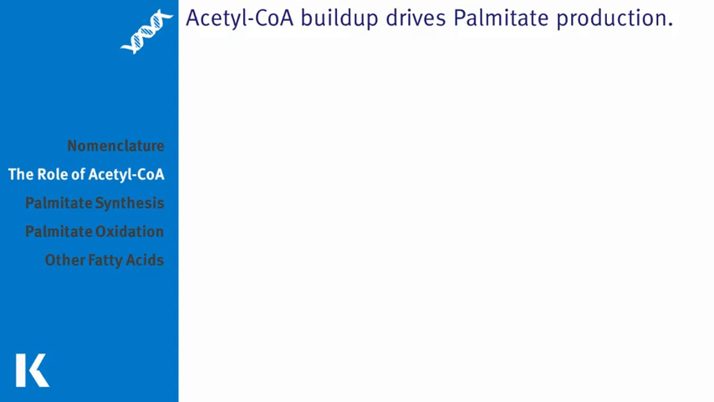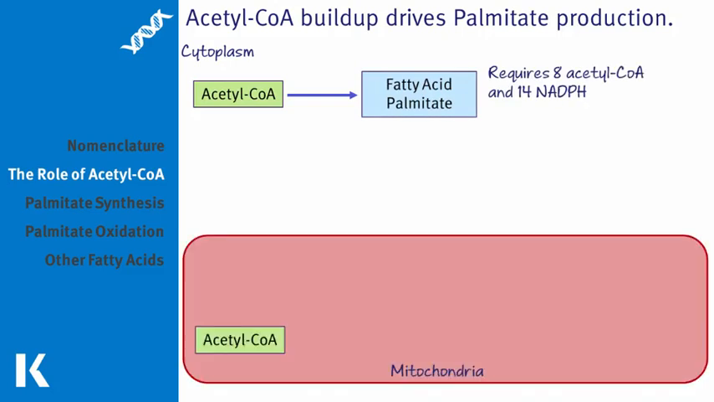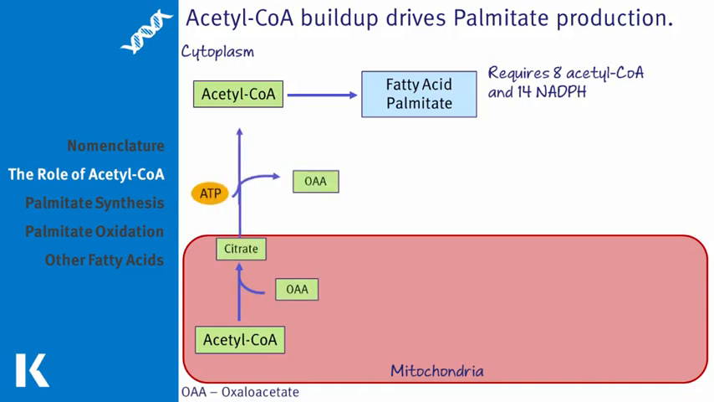When there is a buildup of acetyl-CoA, it is used in the synthesis of palmitate. This synthesis occurs in the cytoplasm and requires 8 molecules of acetyl-CoA. But we know that the buildup of acetyl-CoA is in the mitochondria, and unfortunately, the mitochondrial membrane is impermeable to acetyl-CoA. This means that acetyl-CoA must be converted to something that can pass through the membrane. This is accomplished through the addition of oxaloacetate to form the membrane-permeable molecule citrate. Once in the cytoplasm, acetyl-CoA can be reformed from citrate using ATP. We now have acetyl-CoA in the cytoplasm for fatty acid synthesis.